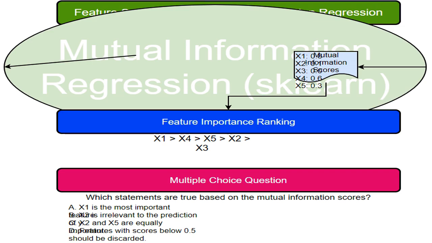This is a statistical method from the scikit-learn library, a popular Python library for machine learning, that I'm using to figure out which features are most helpful in predicting the target variable. It measures how much information each feature gives us about the target variable.